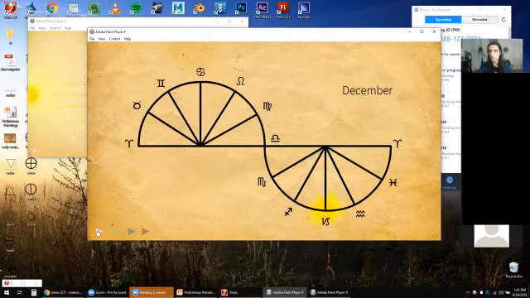So this is it. This is the zodiac. Aquarius begins in January, we move into Pisces in February, and then we begin all over again during the spring equinox in March.